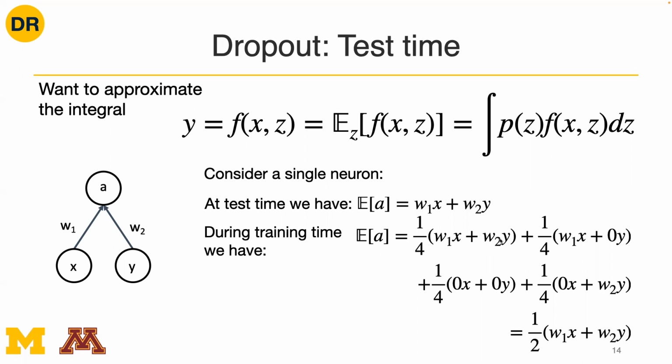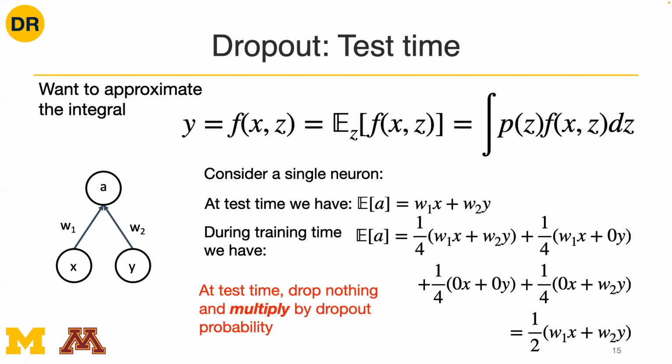So if we write out what this integral will be, it'll be 0.25 times the output of the first setting, which is where we keep W1 and W2, plus 25% in the case where we dropped out just W2, plus 25% in the case where we dropped out both W1 and W2, plus 25% when we dropped out just W1. And then you add that all up, and what you'll find is that you get just 1/2 times the original output if you hadn't used any dropout.